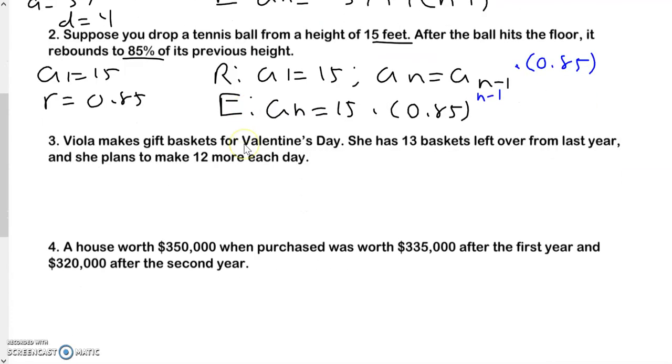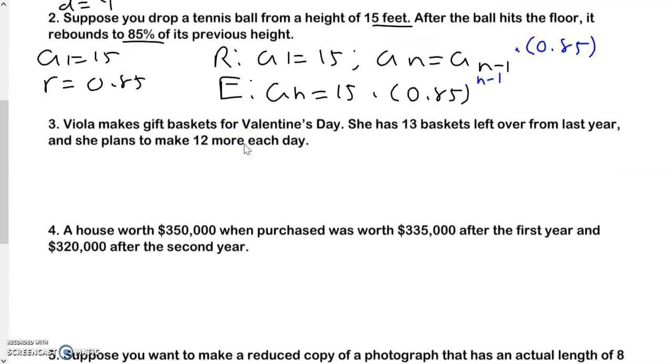Viola makes gift baskets for Valentine's. She has 13 baskets left over from last year, and she plans to make 12 more each day. So this sounds exactly like an arithmetic sequence. So you're starting at 13. Your common difference would be 12.